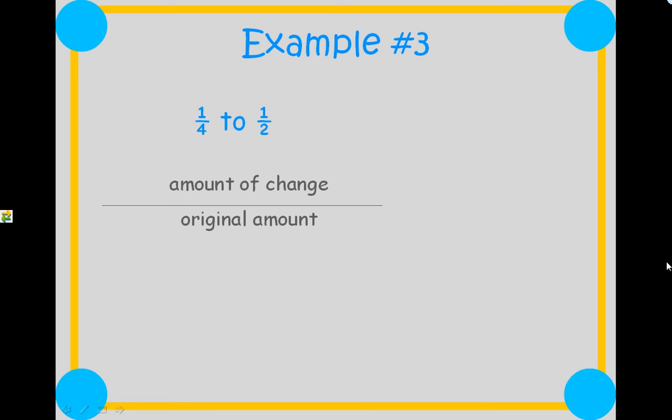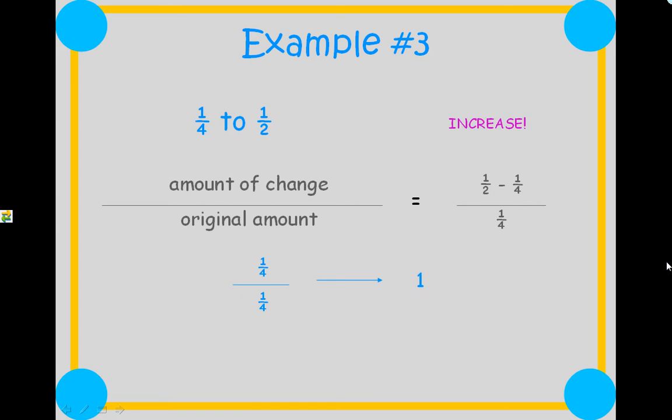Okay, example number 3, we're going from 1/4 to 1/2. And this is an increase, you're going up. So to find the amount of change, you subtract bigger minus smaller, which is 1/2 minus 1/4, and divide by that original amount of 1/4. Let's clean that up a little bit and subtract. When you subtract 1/2 minus 1/4, you get 1/4. And when you divide by 1/4, you get 1.